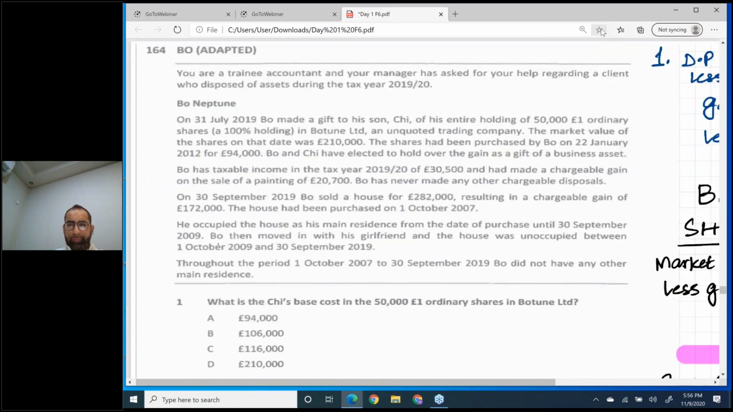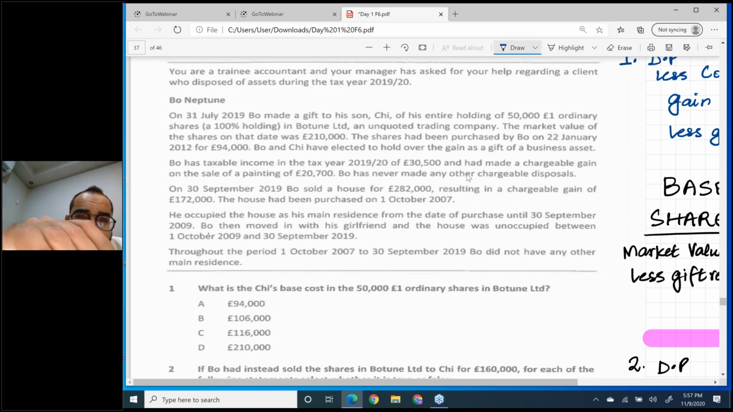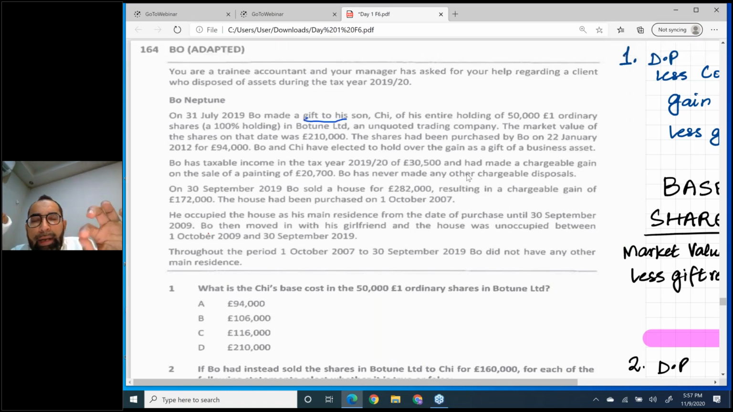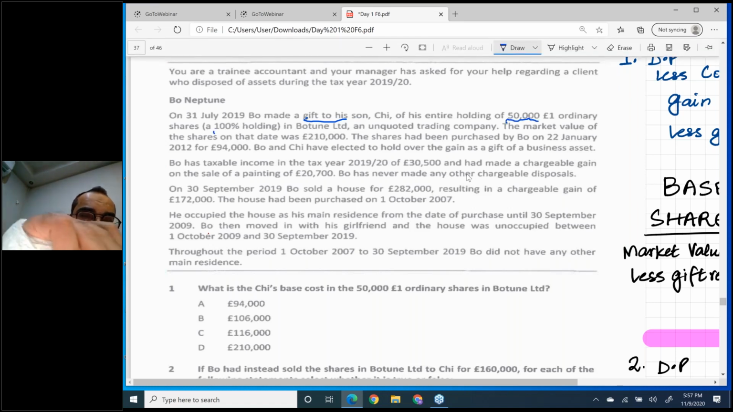You are a trainee accountant and your manager has asked you for help regarding a client. Listen, B Neptune. On 31st July 2019, Bo made a gift to his son. Now, after reading this, gift relief comes to my mind. Of his entire holding, 50,000 ordinary shares, 100% holding.